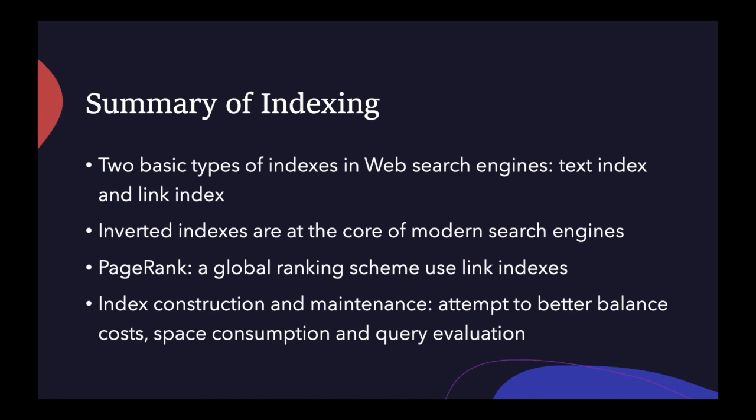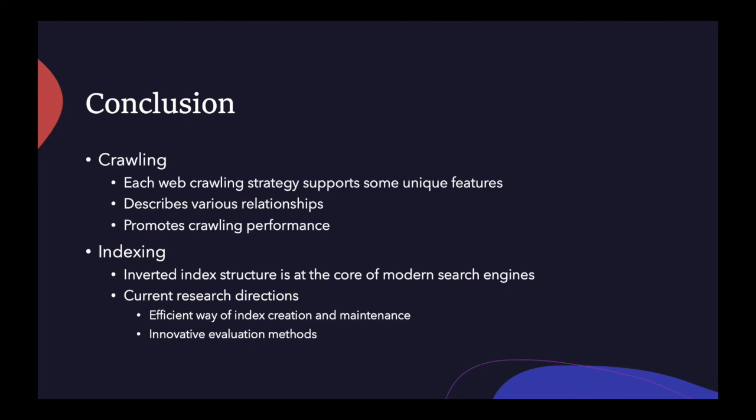We now know that there are two basic types of indexes, the text index and the link index. And inverted indexes are at the core of modern search engines. We notice an impressive method, PageRank, which is a global ranking scheme using linked indexes. We find that techniques in index construction and maintenance attempt to better balance cost, space consumption, and query evaluation. So, come to our conclusion.